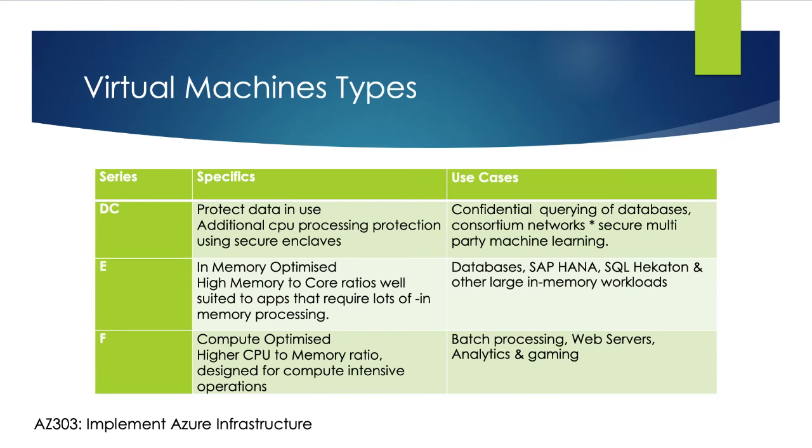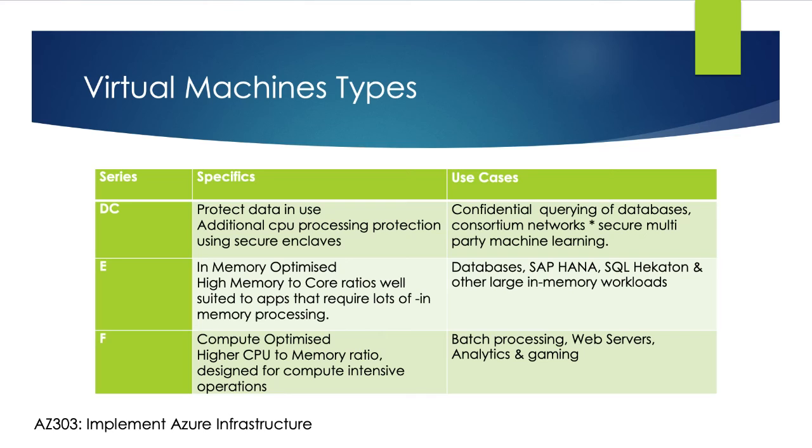E-series machines are the first where we start to optimize either memory, compute or storage. So E-series are in-memory optimized. This means there's a high memory to vCPU core ratio, which makes them well suited to applications that require lots of in-memory processing, such as certain types of databases, particularly SAP HANA, SQL Hekaton and other large memory in-memory workloads.